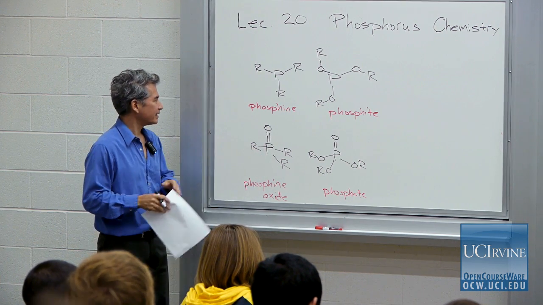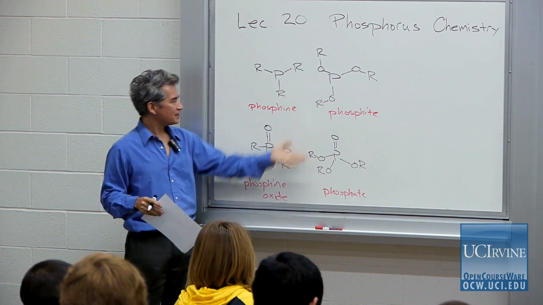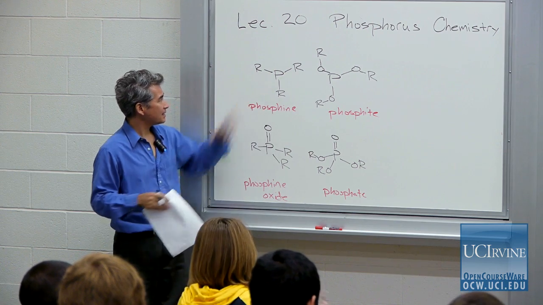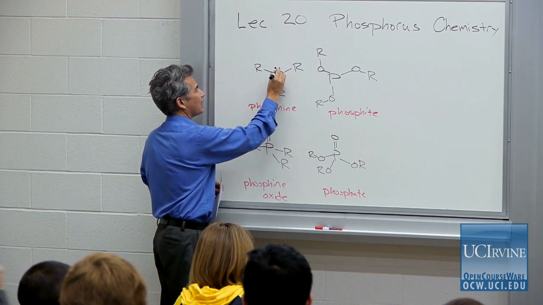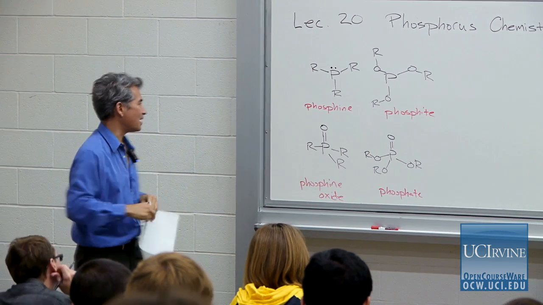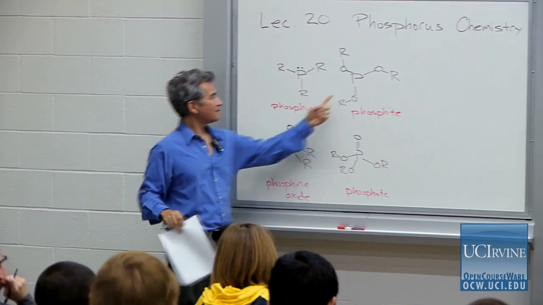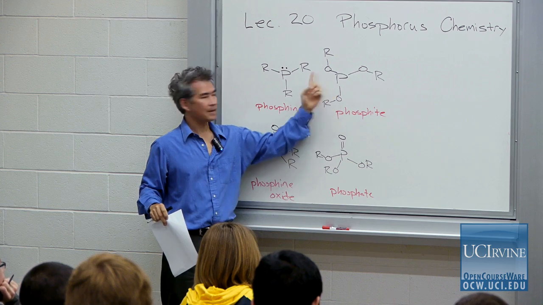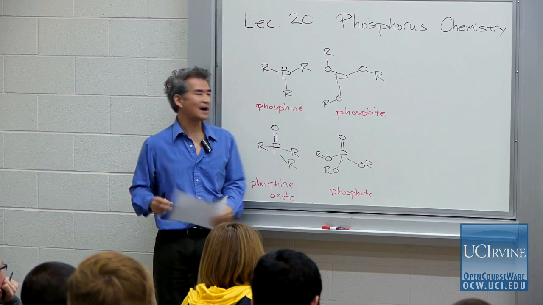We can't cover everything, but we're going to focus on these four types of functional groups. Phosphines, and that's where you have three alkyl or aryl groups bonded to phosphorus. So three carbon-phosphorus bonds in a phosphine. When you switch to phosphorus-heteroatom bonds, you change the name. And in particular with oxygen, we call this a phosphite.